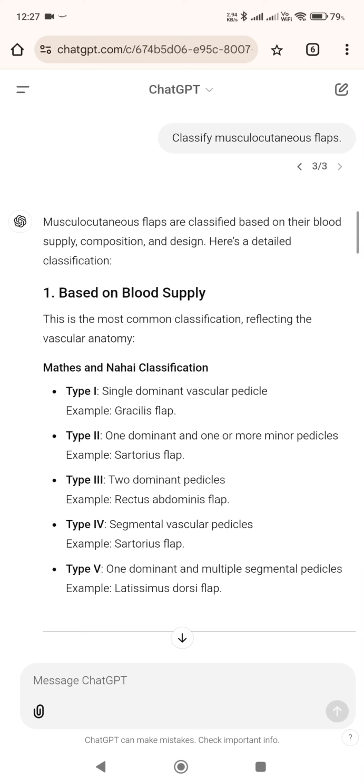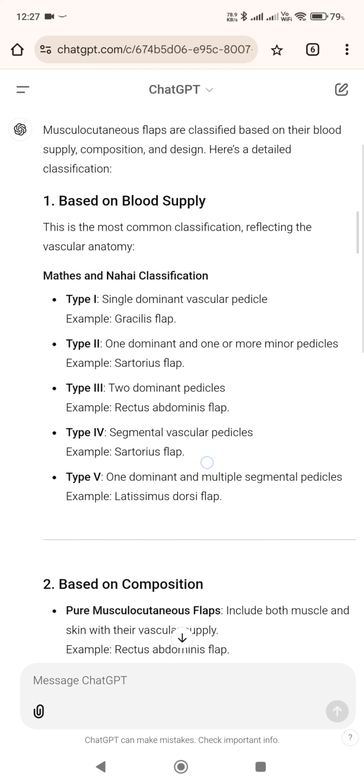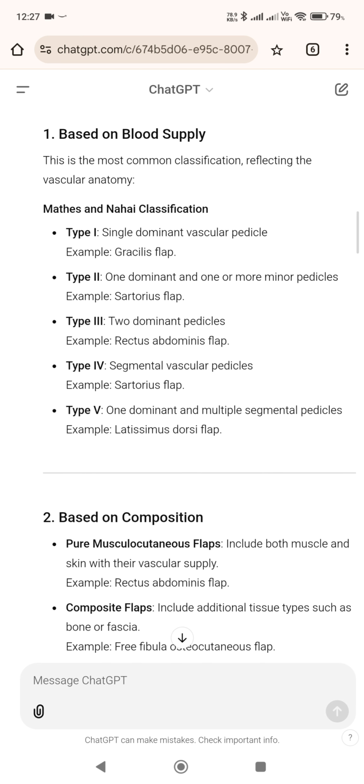Flaps are classified based on their blood supply, composition, and design. Here's a detailed classification. 1. Based on blood supply. This is the most common classification, reflecting the vascular anatomy. Mathes and Nahai classification. Type 1, single dominant vascular pedicle, axillaris flap.